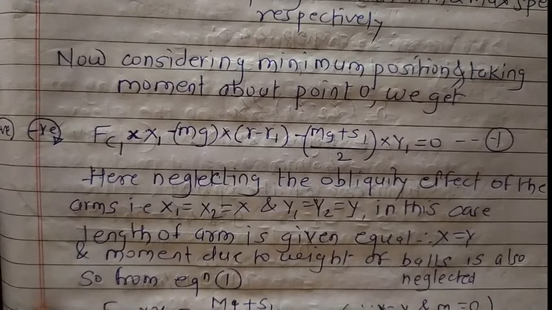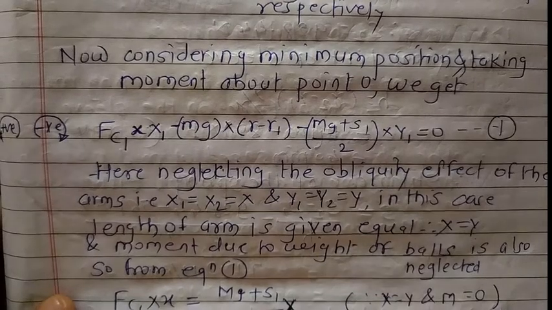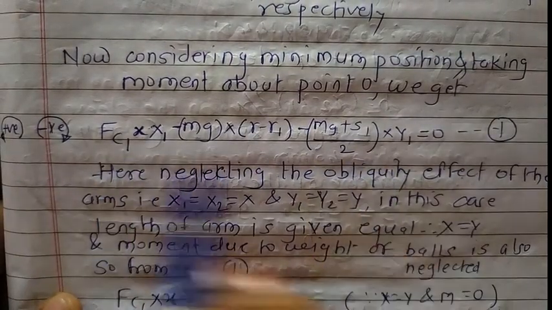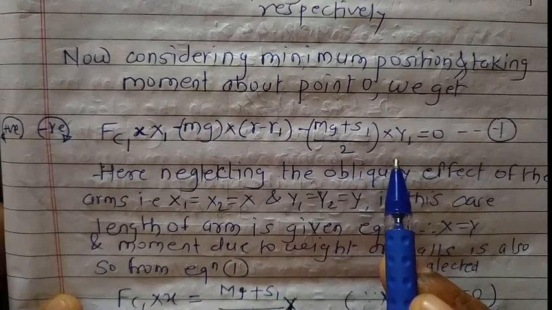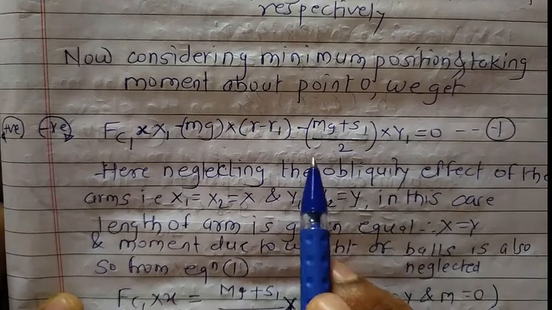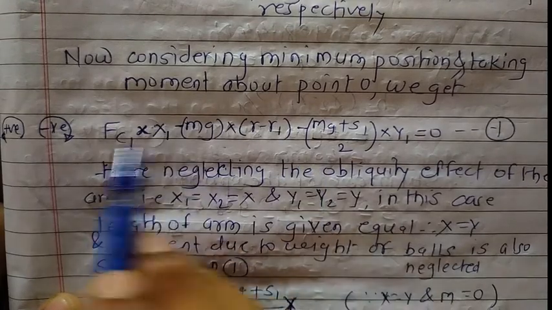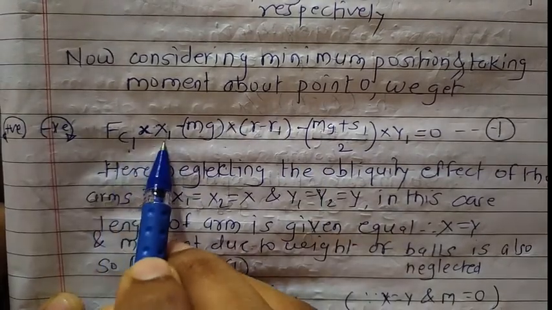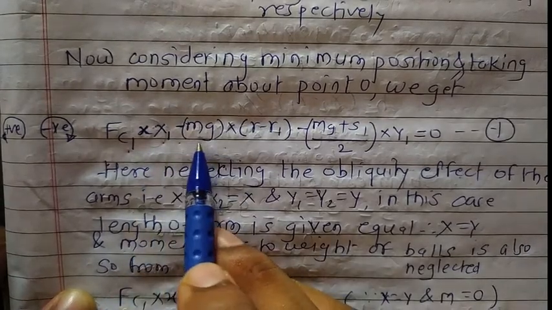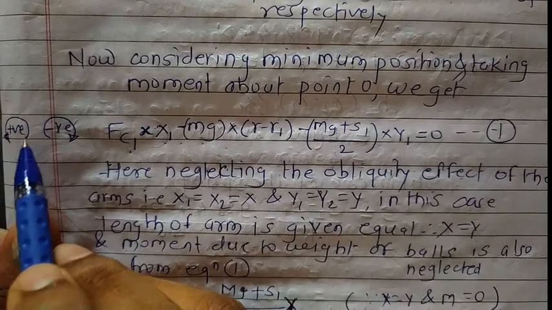Considering the minimum position, you can get the relation by taking moment of all the forces. Intentionally, here all the forces are written, so which forces are to be neglected and which forces are to be considered, is this point clear to you? So fc1 multiplied by x1 minus, why is the minus sign given? It depends upon the direction of the moment.